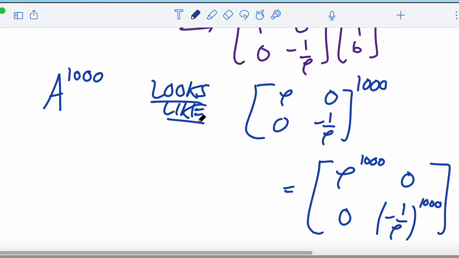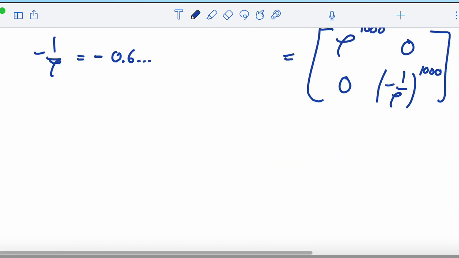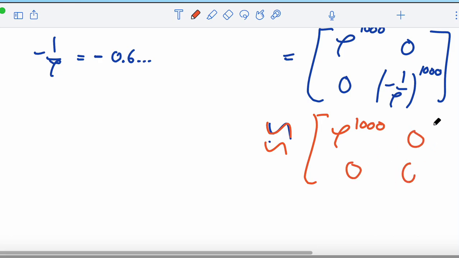some number, 1 plus square root of 5 divided by 2 to the power 1,000. But not only that, this number, I claim, can even be simplified even more. What is minus 1 over phi to the power 1,000? Well, minus 1 over phi, if you put it on your calculator, is like negative 0.6. So what happens if you take a number like 0.6 to the power 1,000? It will become essentially 0. This is approximately equal to phi to the 1,000, 0, 0, 0. The last entry over there is essentially a 0.